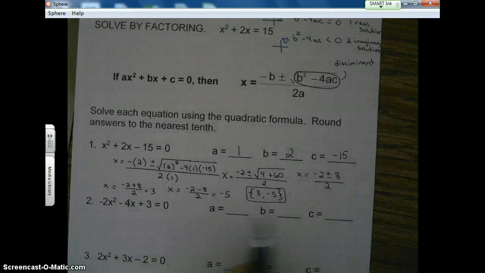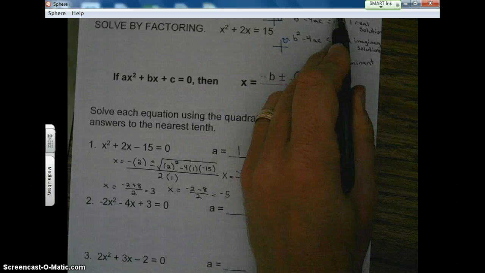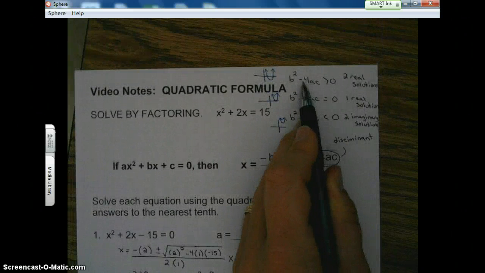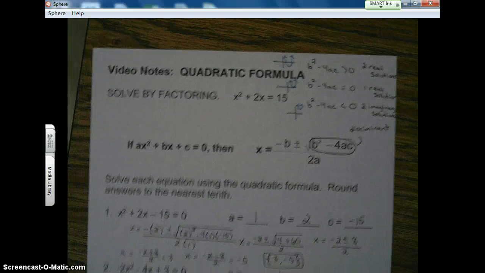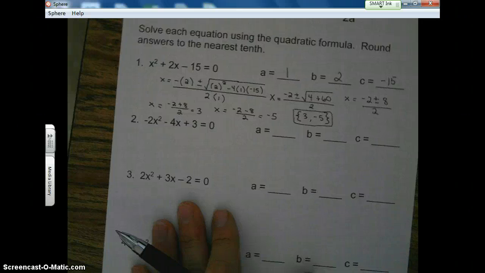Now notice my discriminant was 64. 64 is greater than 0, so we have two real solutions. All right, let's take a look at example number 2.